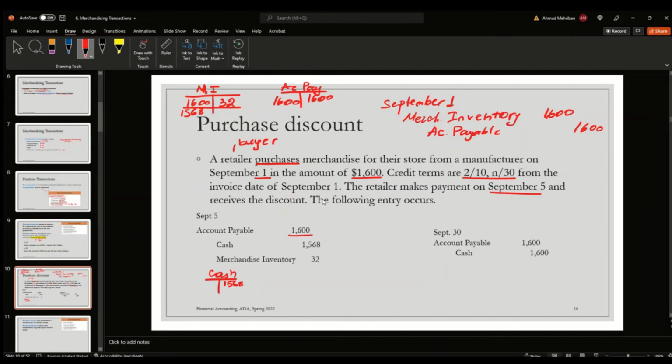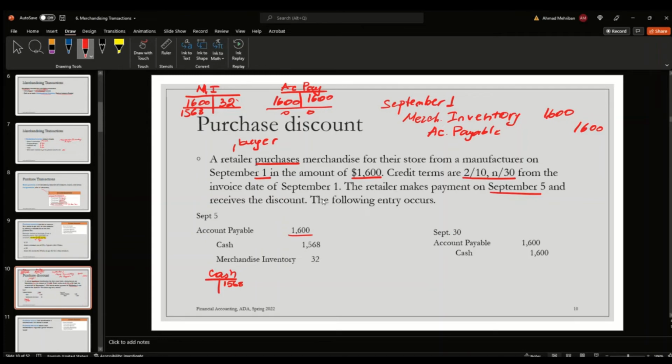This is very pretty how they put it, because account payable goes down to 0. So we basically zeroed out. Our merchandise inventory, because we received this 2% discount, goes down to 1,568, and we pay cash 1,568.